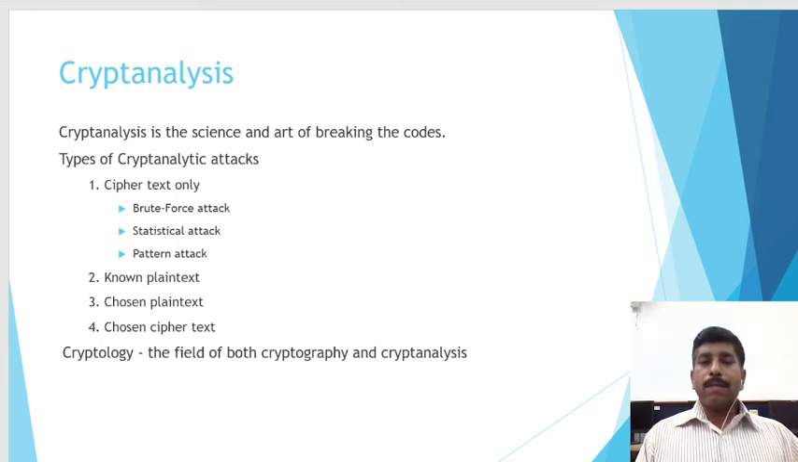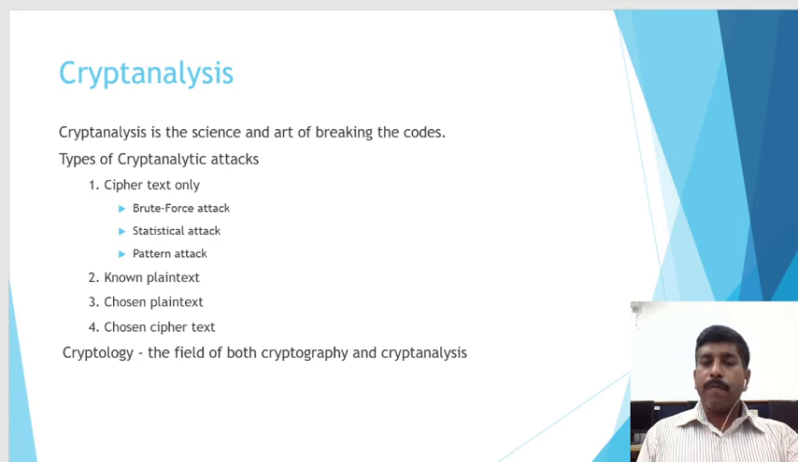So we are going to discuss cryptanalysis. It is exactly the reverse, or the opposition, of cryptography. Cryptanalysis is the science and art of breaking the code, whereas cryptography is making the code. Cryptography means secret writing, whereas cryptanalysis means breaking the code. So whatever code we have made using cryptography, we are going to break using cryptanalysis.